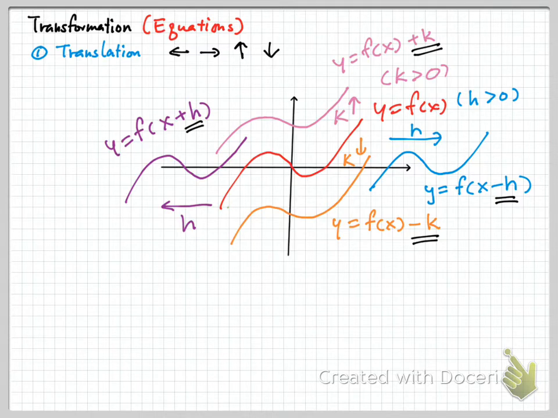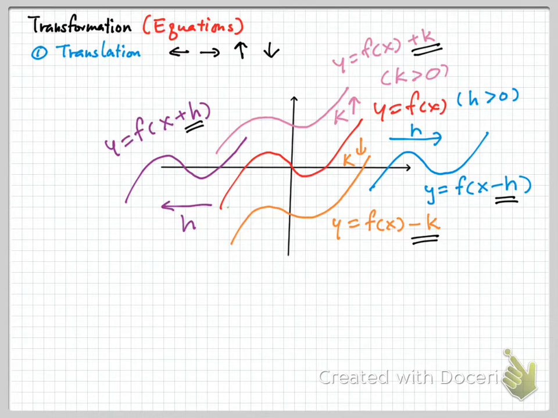So going up is plus k, going down is minus k, but outside the bracket. To the right is minus h. It's kind of reverse, right? Going in the positive y direction is add k, but interestingly, going in the positive x direction is minus h. So it's an opposite you have to bear in mind. And for left and right, the changes are applied inside the bracket.